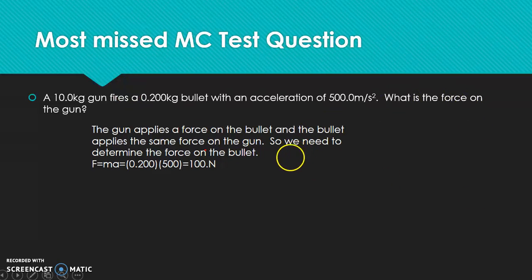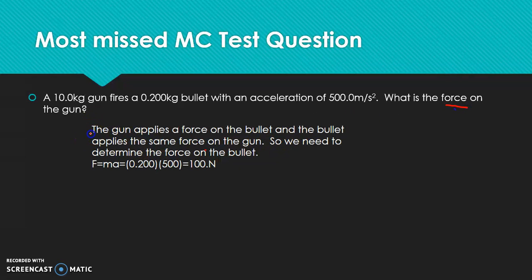Alright, I did want to point this out because this is the most missed multiple choice question from this module. So let's talk about it for a little bit. It says a 10.0 kilogram gun fires a 0.200 kilogram bullet with an acceleration of 500.0 meters per second squared. What is the force on the gun? So it's asking about the force.